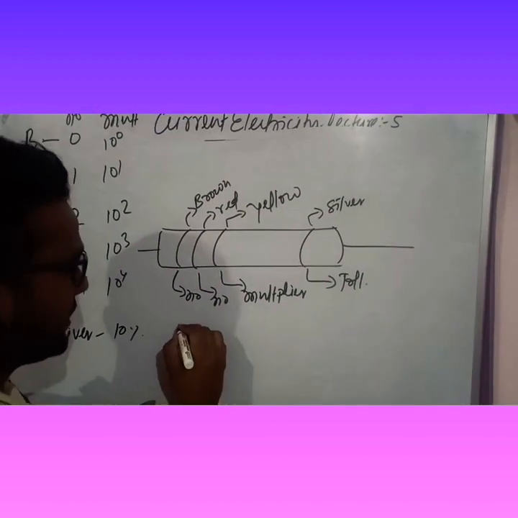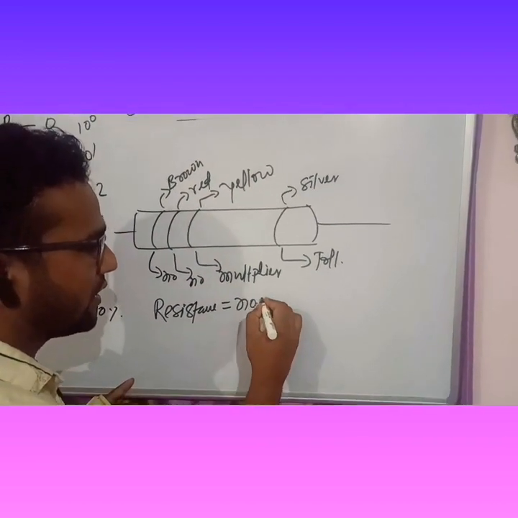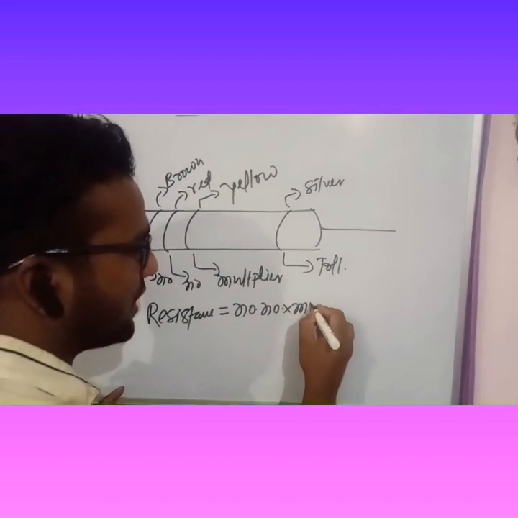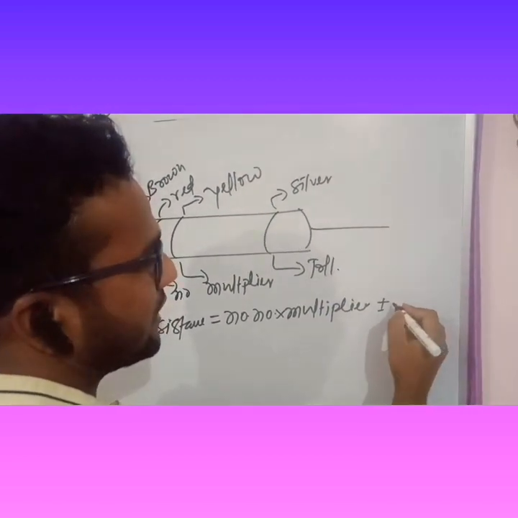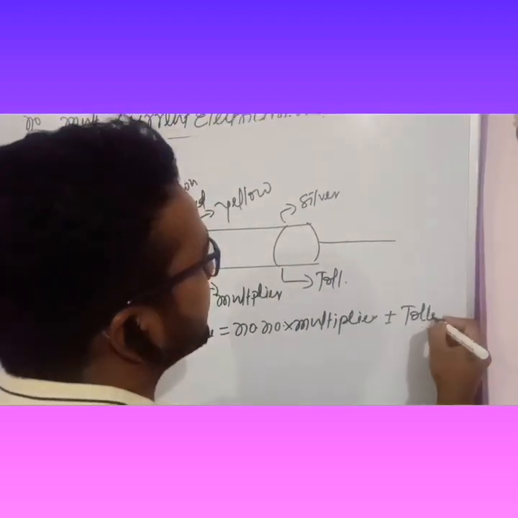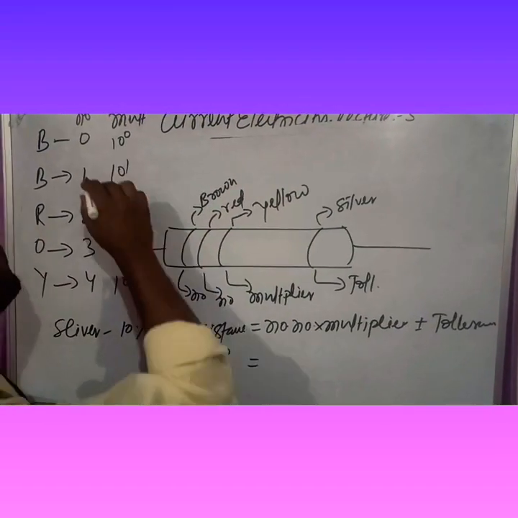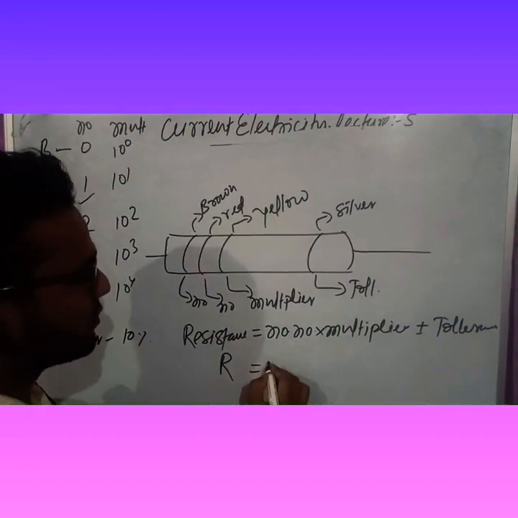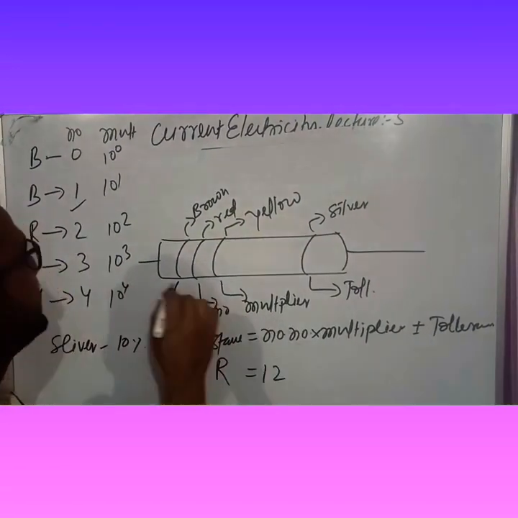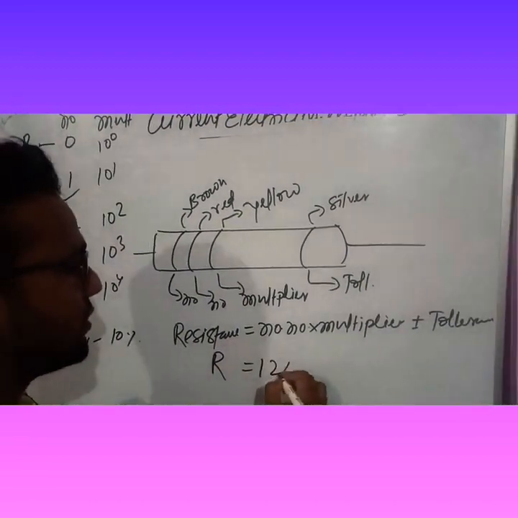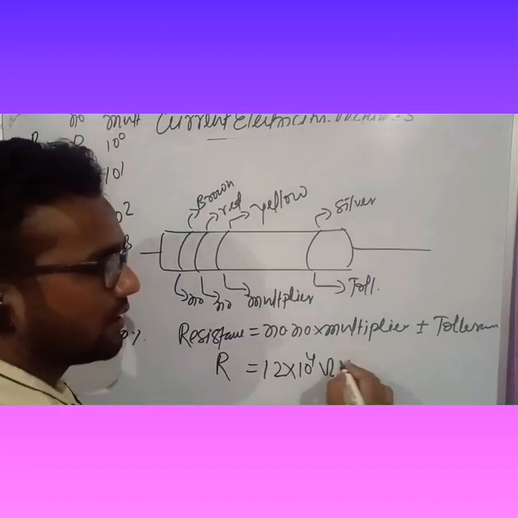How can we write it here? The formula is very simple. Resistance equals number into multiplier, plus or minus tolerance. So resistance R will be: first, brown, number is 1, so 1. Then red, number is 2, so 2. And yellow is the multiplier, so into 10 to the power 4 ohm, plus or minus the tolerance of silver, 10%.